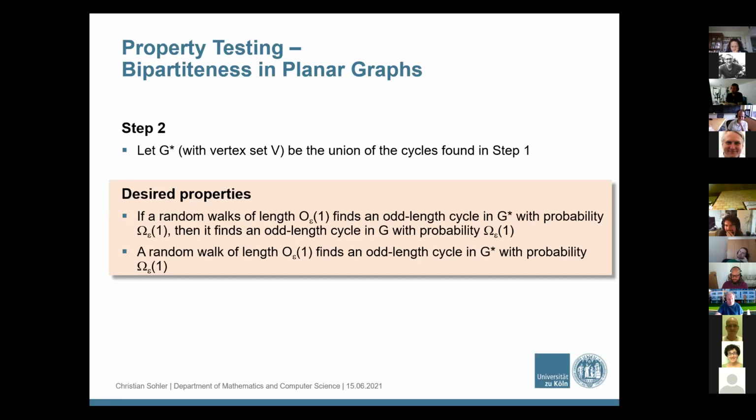And our starting point is to try to use G prime to be the union of the cycles found in the first step. So G prime is always a graph on vertex set V. And we start by just taking all the cycles that were found in the first step. And then we have to apply a number of additional processing steps to make sure that these properties are satisfied.